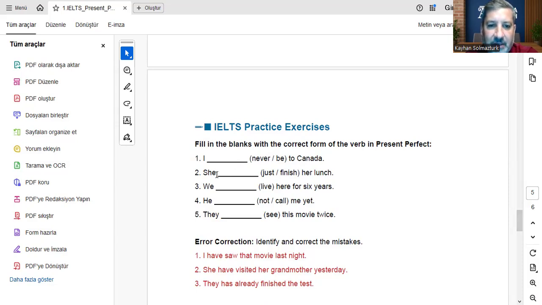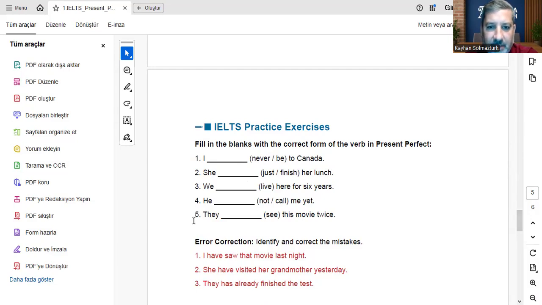Okay, number two, your 5 seconds have started. All right. She has. Careful, she is a singular subject and a singular auxiliary verb, helping verb, has, not have. Right, has. She's just finished her lunch.